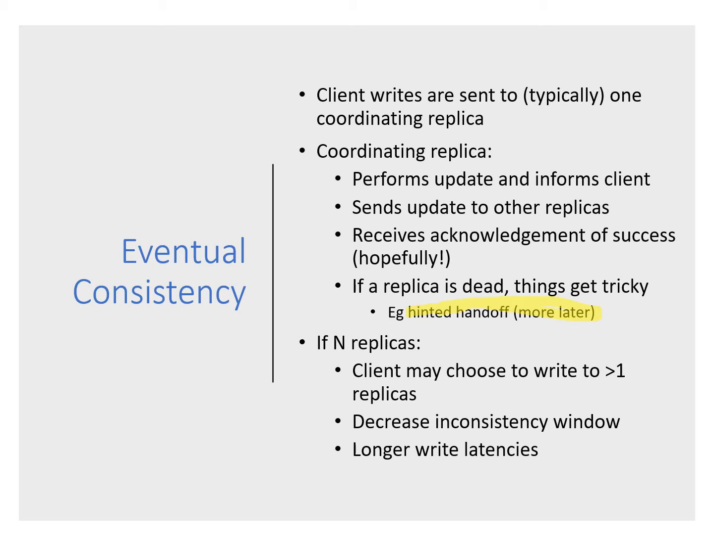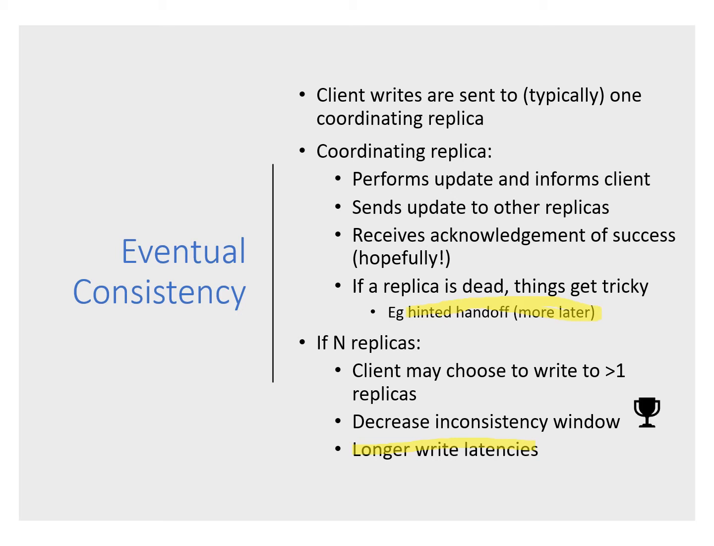But if there's n replicas, clients may choose to write to greater than 1 replica. So a client may say, I actually want to write to 2 of 3 replicas to make sure that there's less chance of a client getting an inconsistent read, because 2 of the replicas will be correct, and then the chances of it seeing the third replica are less. But this, of course, will increase your write latencies.